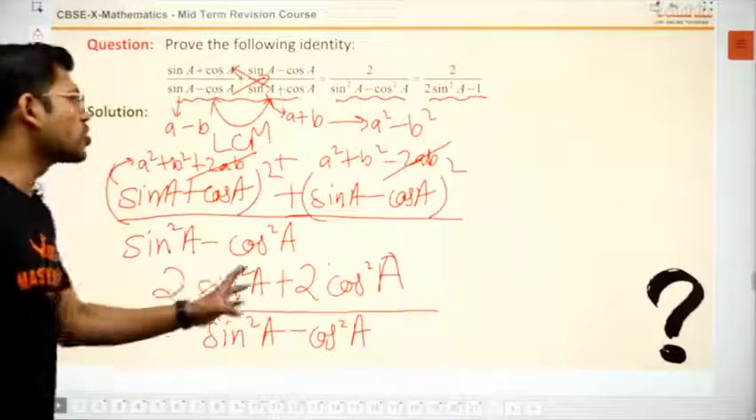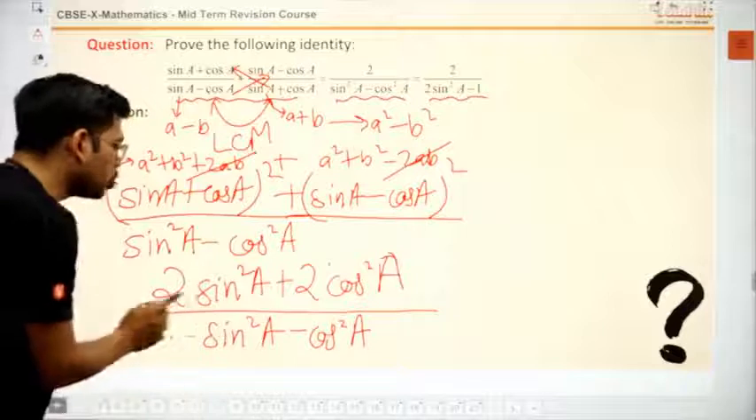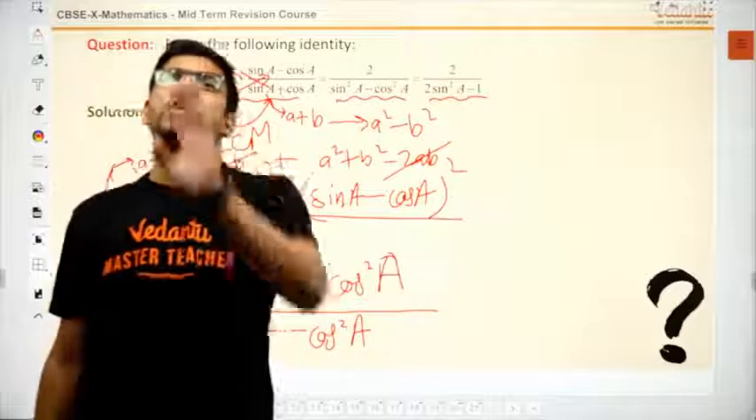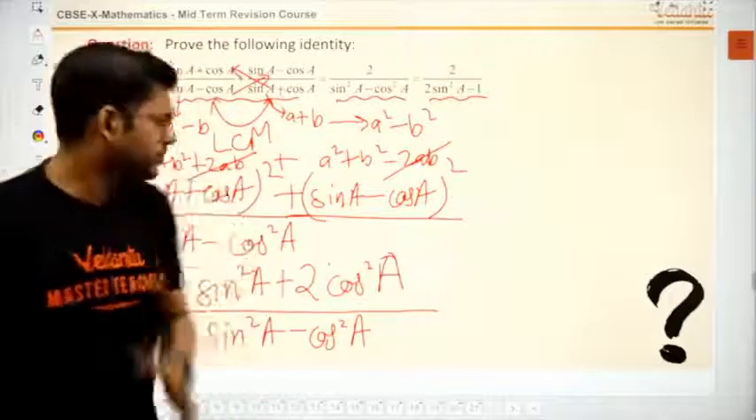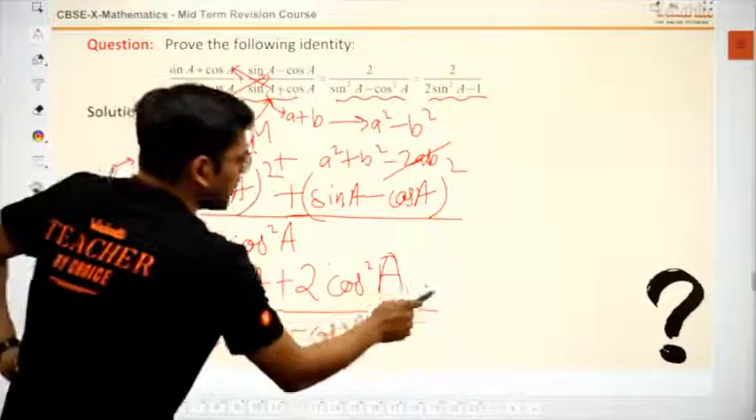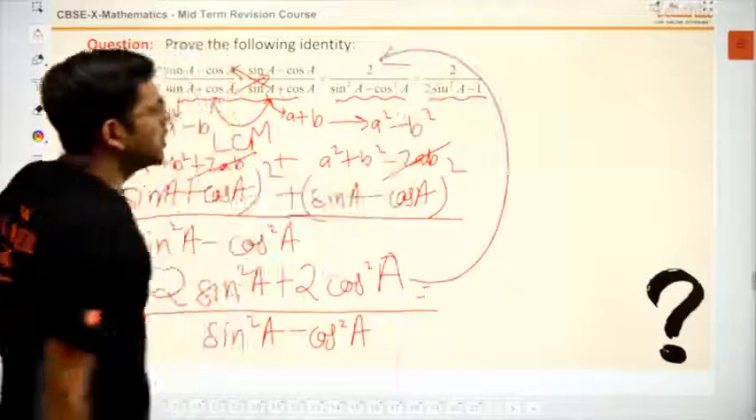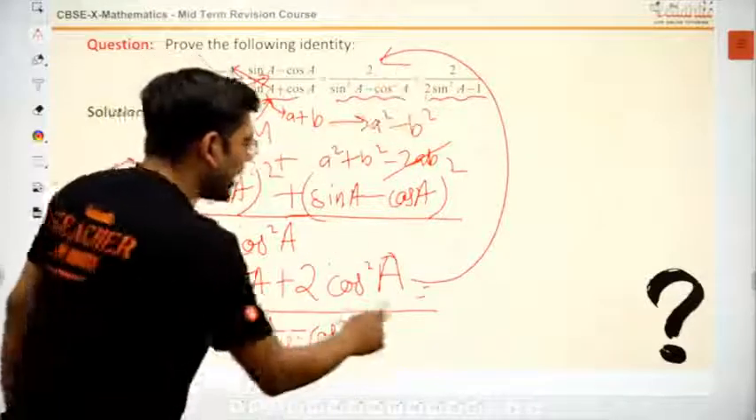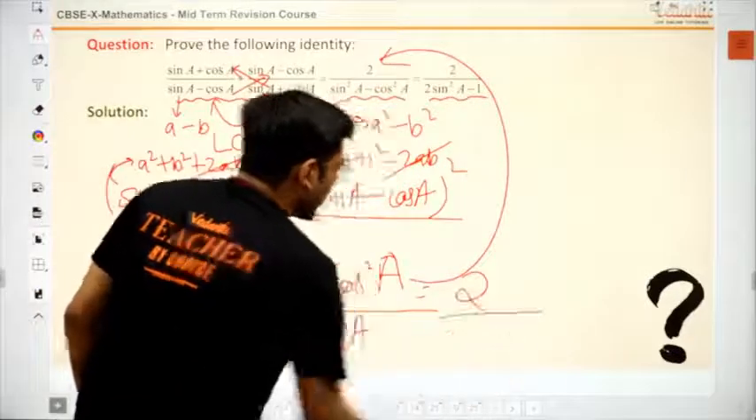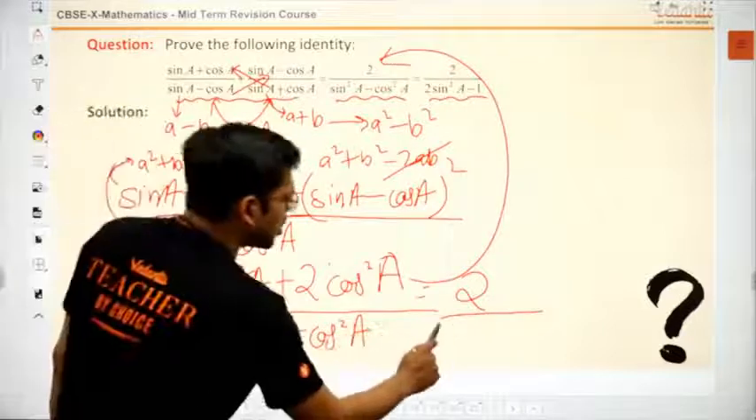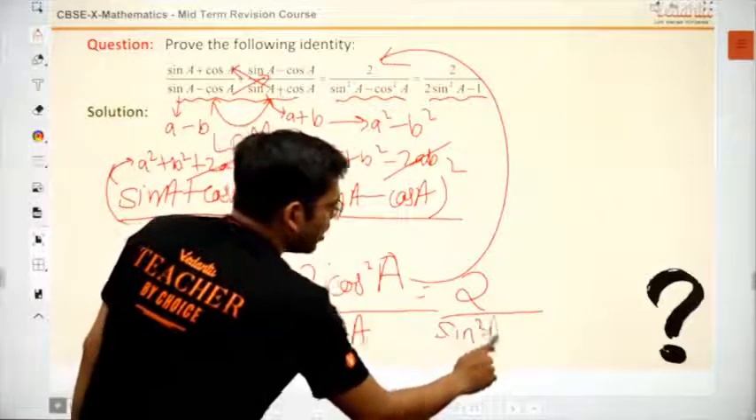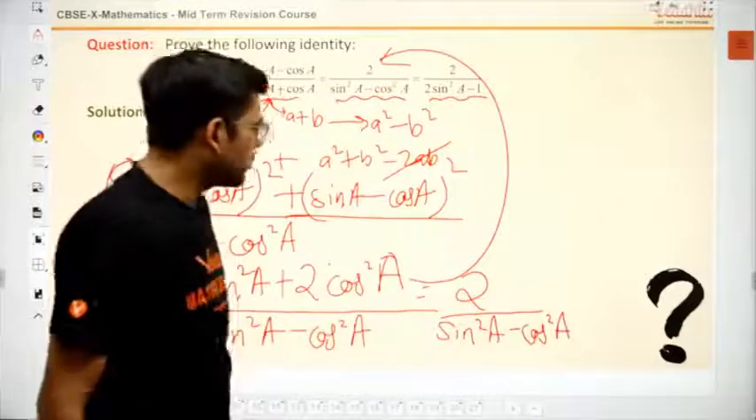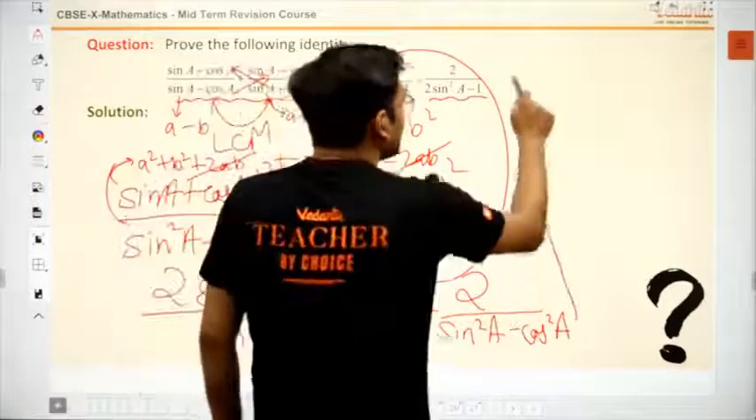Now I won't solve the last part. Taking 2 common, here it will come sin square a plus cos square a, and you know the value of sin square a plus cos square a is 1. So this will become like this. Now from here you have to go here. I'll tell you: 2 divided by sin square a minus cos square a. Such an easy question these people give you, na? So bad.